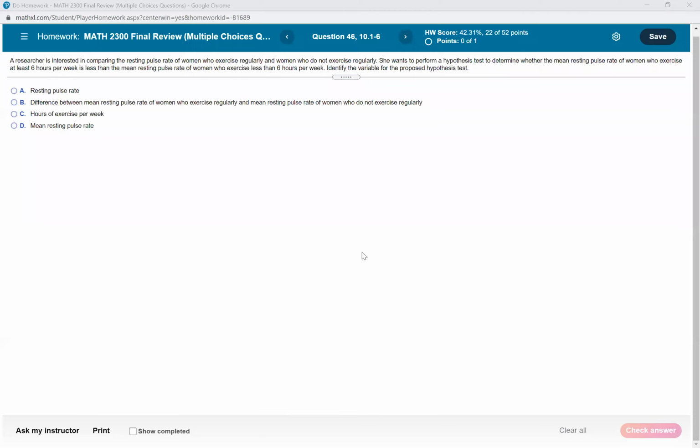Okay, a researcher is interested in comparing the resting pulse rate of women who exercise regularly and women who do not exercise regularly. She wants to perform a hypothesis test to determine whether the mean resting pulse rate of women who exercise at least 6 hours per week is less than the mean resting pulse rate. So basically they want to compare two means, right?